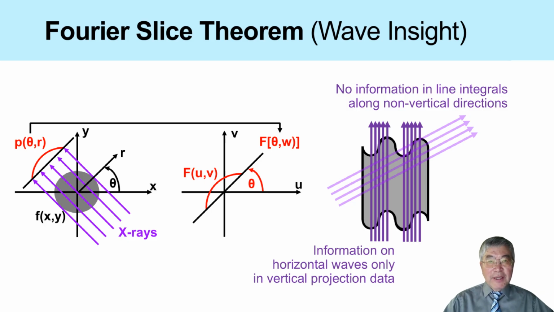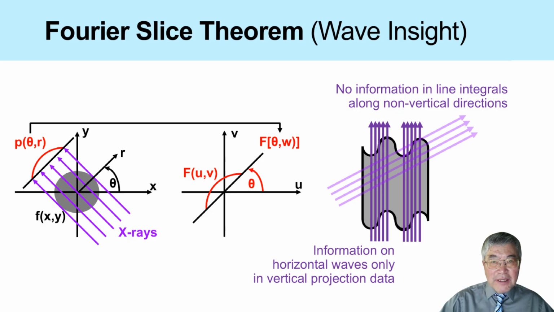Now, the key question is, how can we find the Fourier spectrum from X-ray measurements? The essential tool is the Fourier slice theorem. Let us consider a two-dimensional object represented by f of x and y, as shown on the left. We send a parallel beam of X-rays through this object at an angle theta. The measured projection profile is called p of theta and r. We call r the detector coordinate.